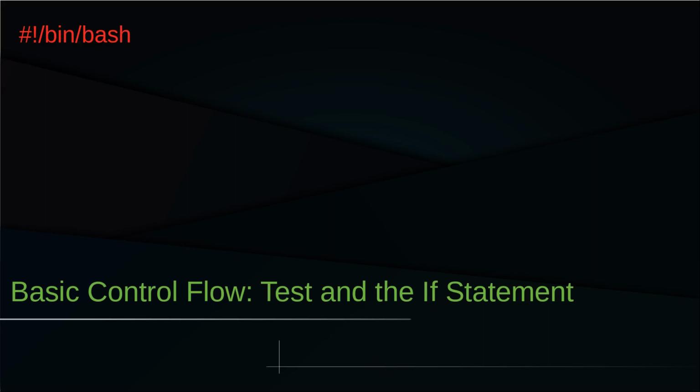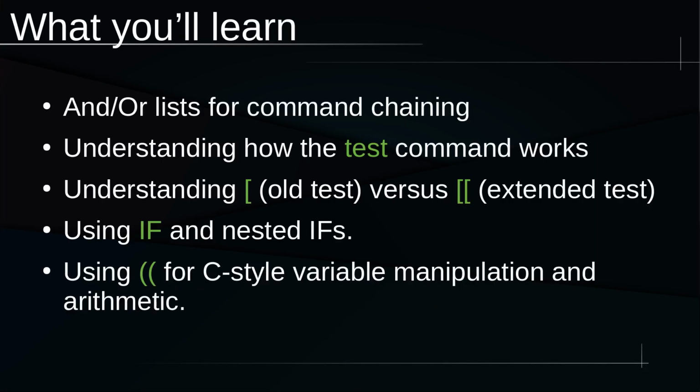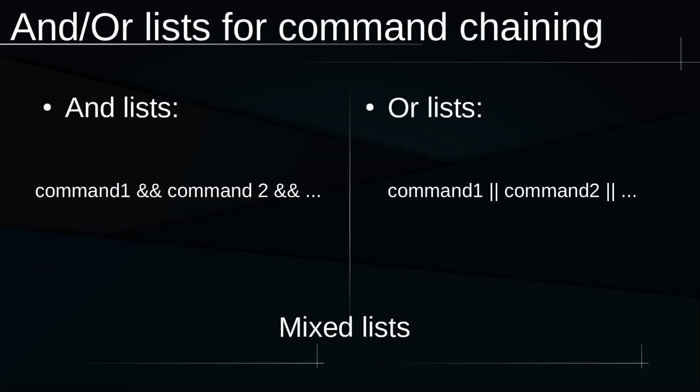We're continuing our series on bash scripting basics with a discussion on the test command and the if statement. But I wanted to talk about a lot of things today, so for this video we're going to be focusing on just the first bullet point here, and we'll split this tutorial up into multiple videos so you don't get bored to death. So let's discuss AND and OR lists for command chaining today.